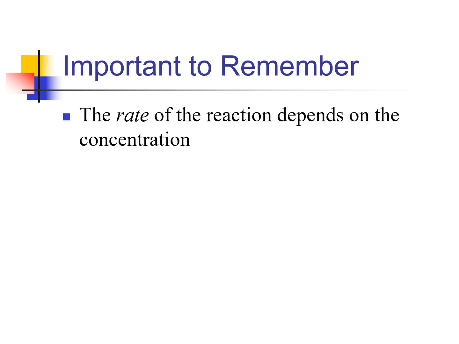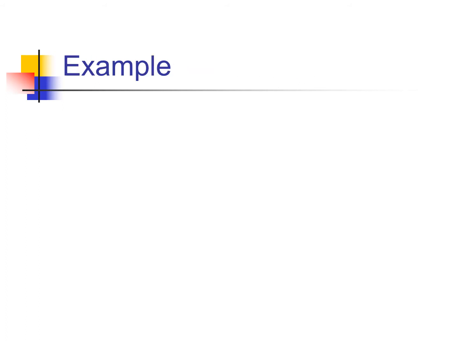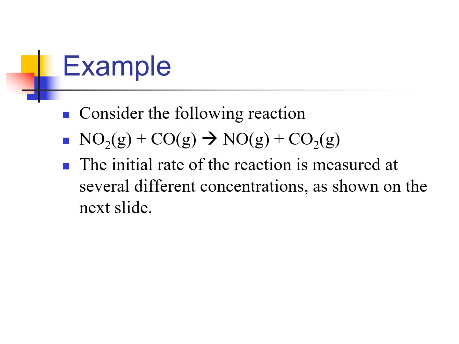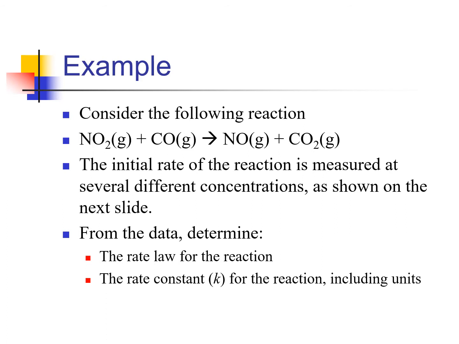Now again, rate depends on concentration. The rate constant does not. The rate constant is based upon temperature and the reaction. As long as we're not changing that, the rate constant stays the same. So here's our example. This is our reaction. The initial rates are going to be shown on the next slide. We want to find the rate law and the rate constant, including units. This is not an uncommon problem to see in AP chemistry.